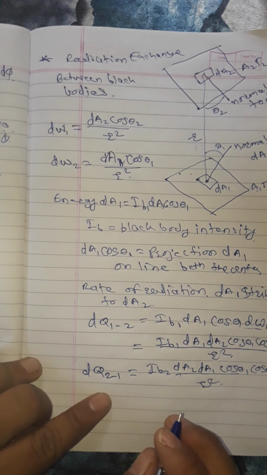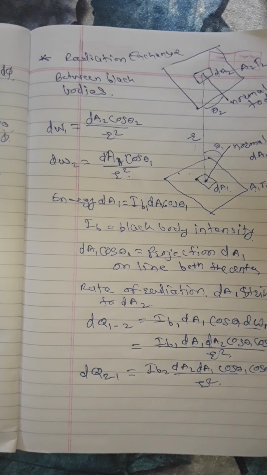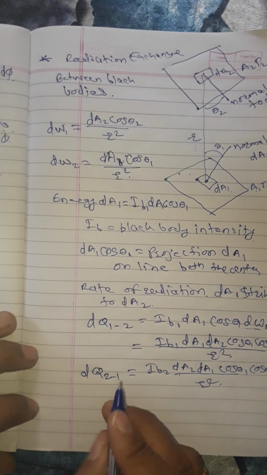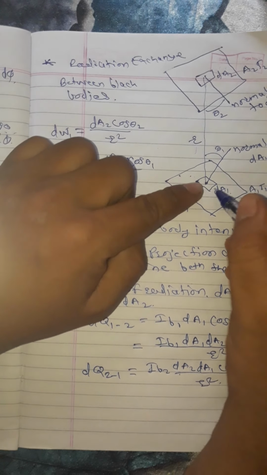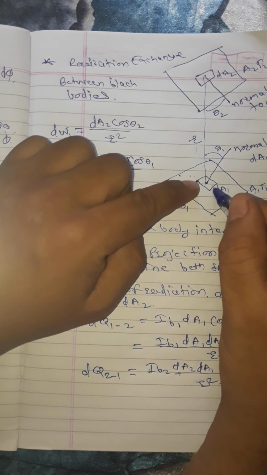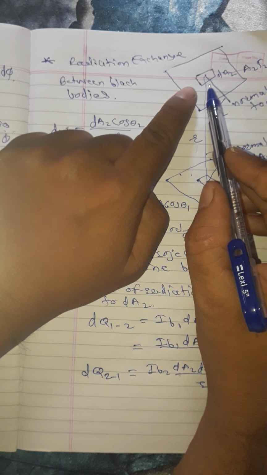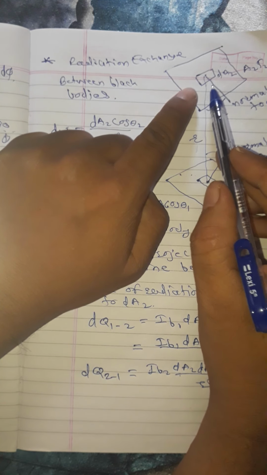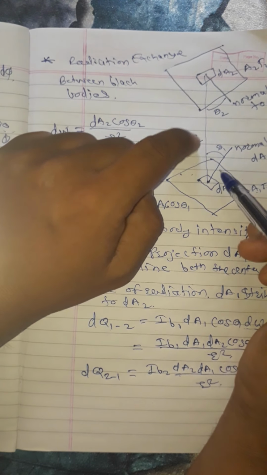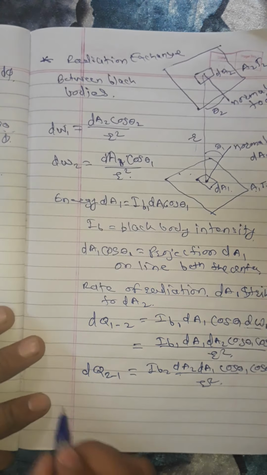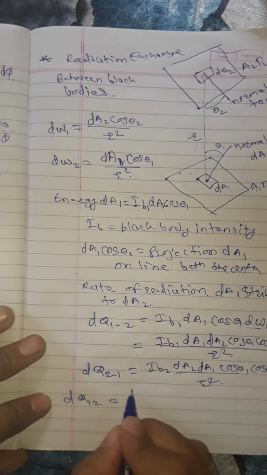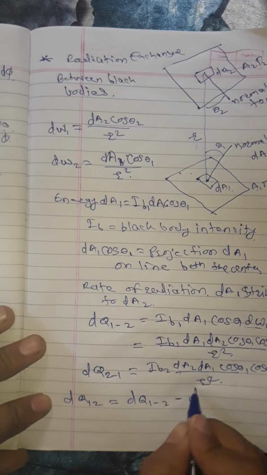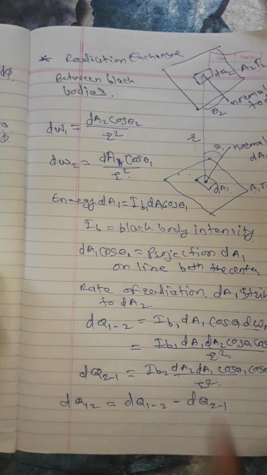So we have to take the net rate of heat transfer between these two bodies. Suppose this emits energy 100 and this emits energy 80, so net is 20. How will we calculate this? This minus this. So dQ1 to 2 is equal to dQ1 to 2 minus dQ2 to 1, right? This is the net energy transferred.